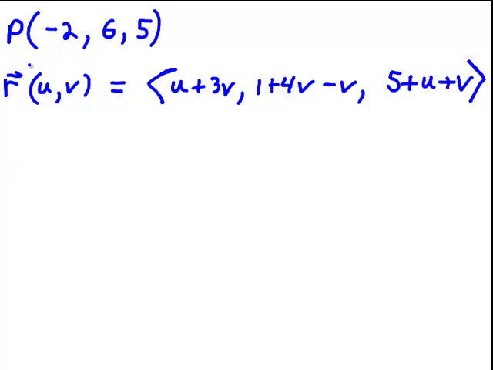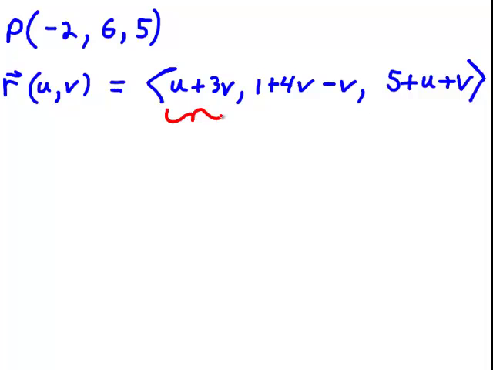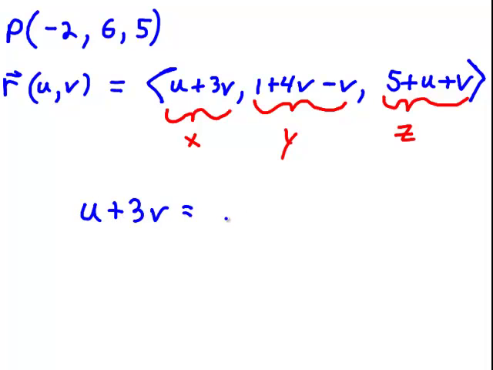Okay, to determine if this point, (-2, 6, 5), lies on the surface represented by r(u,v), what you need to realize is that this first component of the vector valued function we can think of as x, the second component is y, the third component is z. So if there are u and v such that u plus 3v produces a negative 2, then to find those values you could set u plus 3v equal to negative 2.